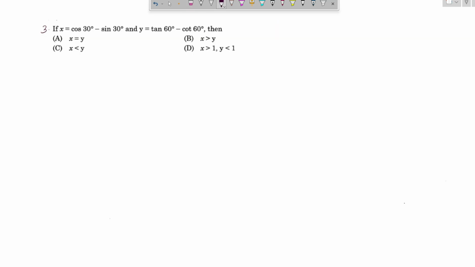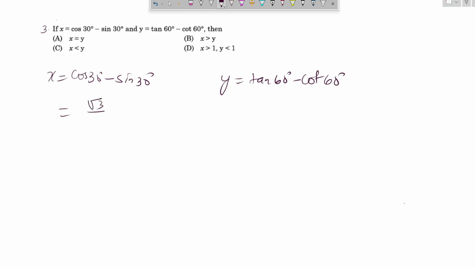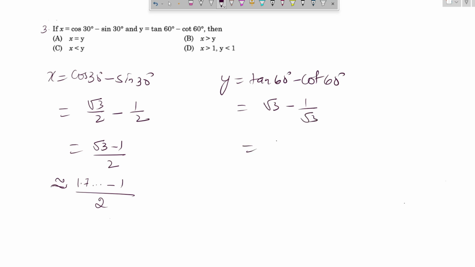Now in question number 3, x is given as cos 30 degree minus sin 30 degree and y is given as tan 60 degree minus cot 60 degree. We will solve this. Cos 30 is root 3 by 2, sin 30 is 1 by 2, so it will be root 3 minus 1 by 2. This is approximately equal to, root 3 is 1.7, so 1.7 minus 1 by 2. Here tan 60 degree is equal to root 3 and cot 60 degree is 1 by root 3. So this will be equal to root 3 minus 1 by root 3, which is equal to 2 by root 3.